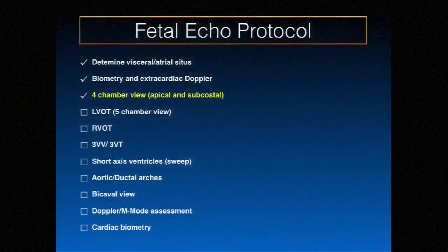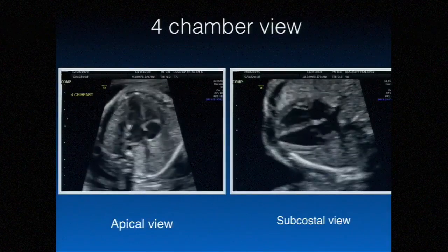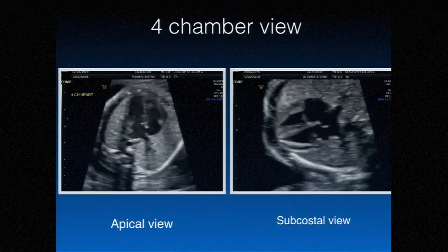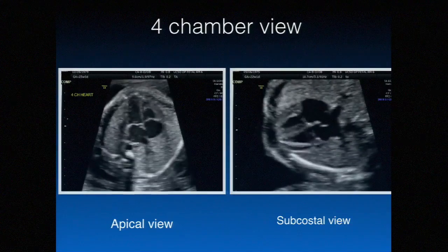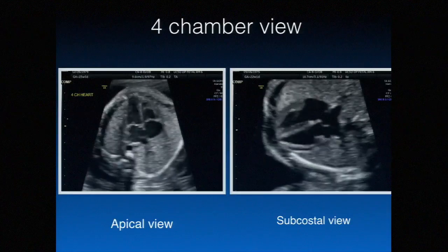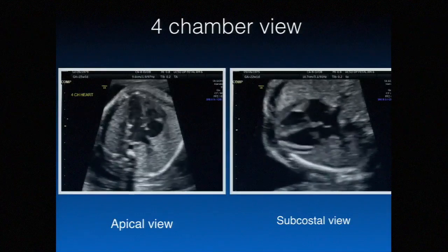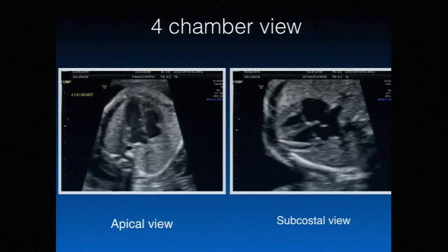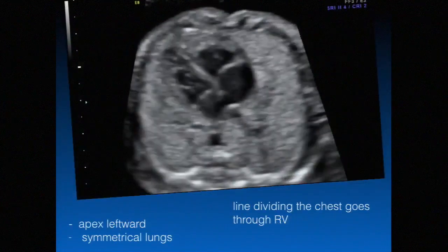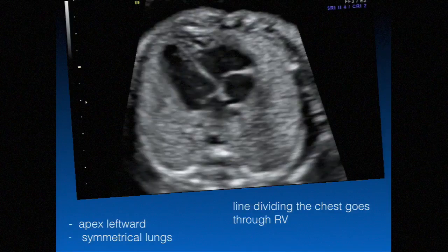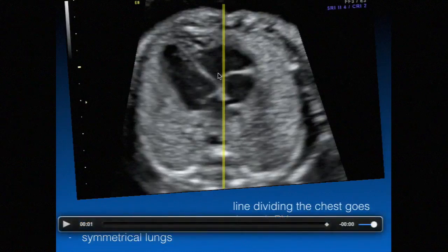So moving into our 4-chamber view, there are a couple of different perspectives you can look at in the apical or subcostal view. I do like to look at both, if at all possible, and at some point during my examination I will get to see it in more than one perspective. And starting very simply, we want the apex obviously to be leftward. When you draw a line through the chest, it should traverse the right ventricle and go through the spine, with the majority of the heart being in the left chest.